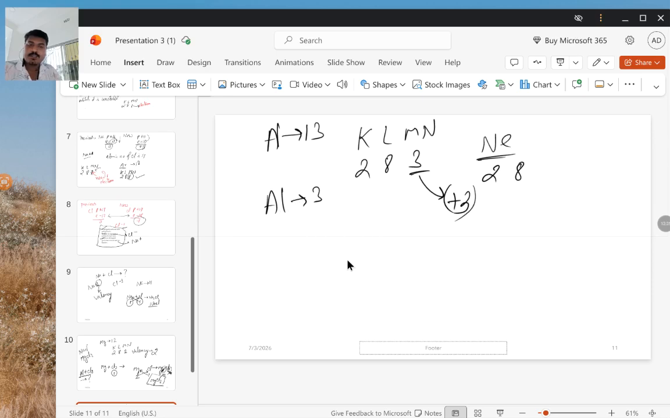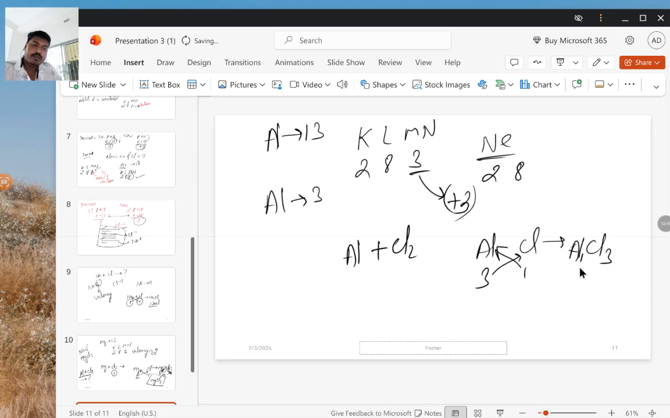Whenever aluminium reacts with chlorine, aluminium valency is 3, chlorine valency is 1. You have to interchange. It becomes Al1 Cl3. We don't need to write 1. It becomes AlCl3.